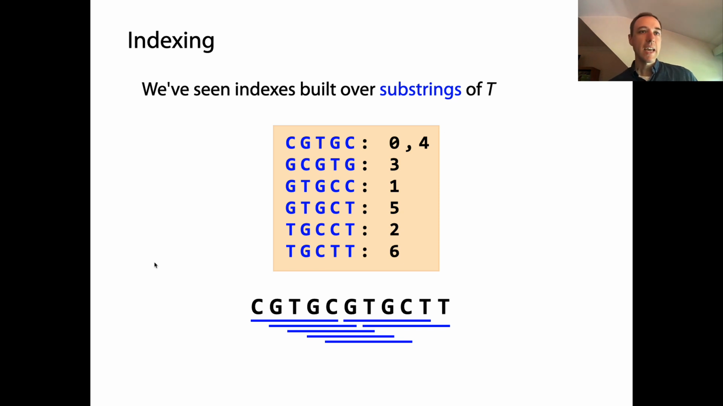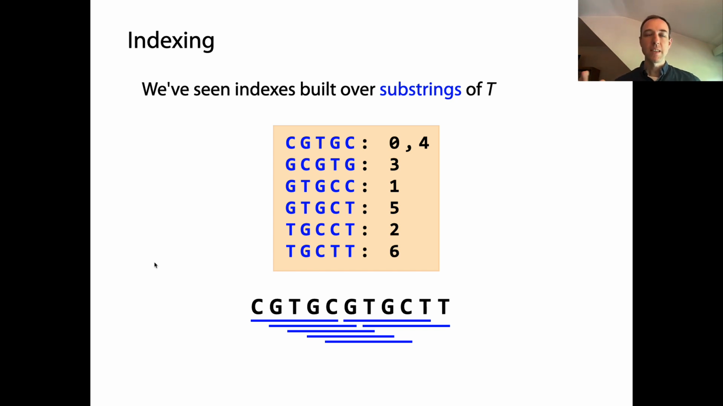Specifically, we talked about a k-mer index, where we might have a text and we extract all the substrings of a certain length from that text. In this picture, we've extracted all the substrings of length 5, so all the 5-mers, and we put them all into an associative data structure of some kind, where associated with each substring is the list of offsets where that substring occurs in the text.